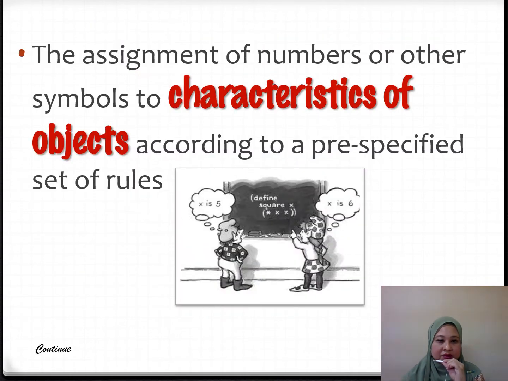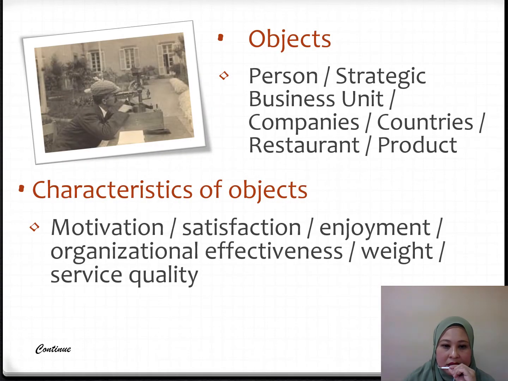Measurement is the assignment of numbers or other symbols to characteristics of objects according to pre-specified sets of rules. Objects, usually the objects we measure, come through the sampling profile, right? Because you cannot measure objects as you measure the characteristics of objects. In characteristics of objects, we are measuring more on the satisfaction of your guest, your passenger, your tourist. You want to see the level of service quality, the motivation of the tourists and everything. This is more subjective, while object is more objective.